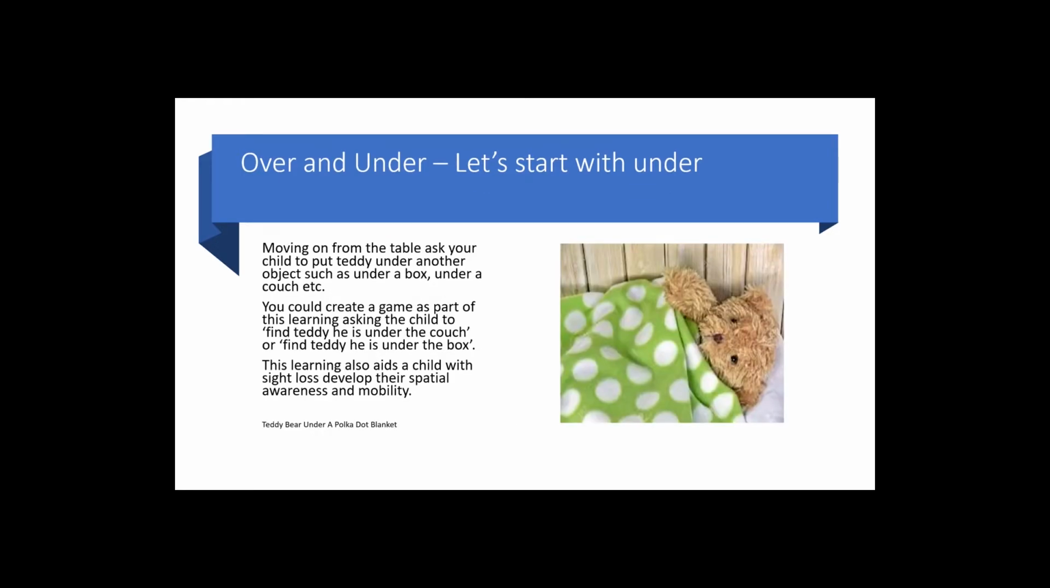Continuing with the concept of under, moving from the table, ask your child to place Teddy under another object, such as a box or the couch. You could create a game as part of this learning, asking the child to find Teddy. Is he under the couch? Or find Teddy. Is he under the box? This form of learning also aids a child with sight loss develop their spatial awareness and mobility. There is a picture on the slide of a teddy bear under a blanket.